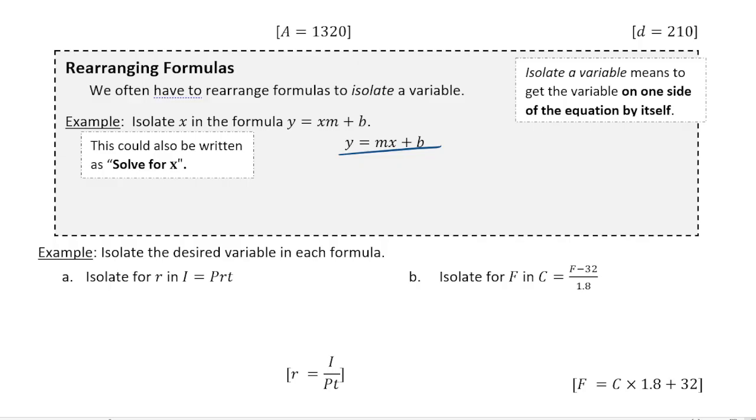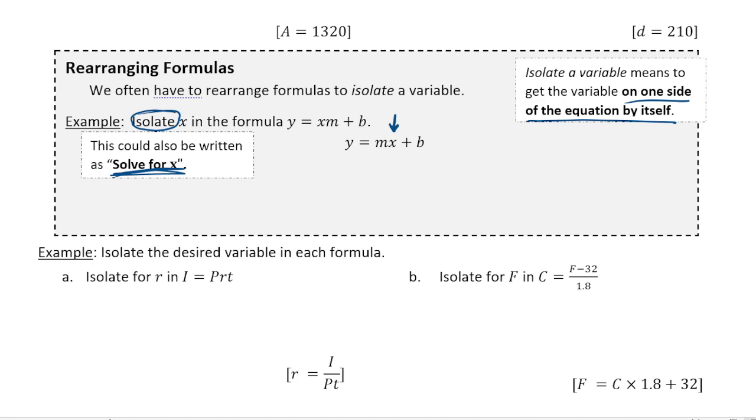But what if I knew the y value and I wanted the x value instead? That means I have to do what's called isolate x, which means get x on one side of the equation by itself. So we're like solving for x. That's another way to write it. Solve for x. So currently x is here, not all by itself. I want it by itself.